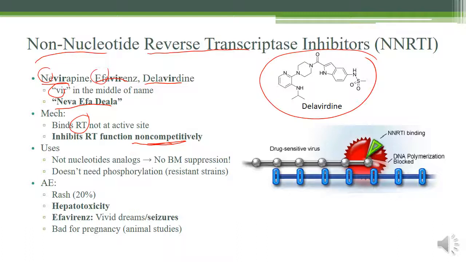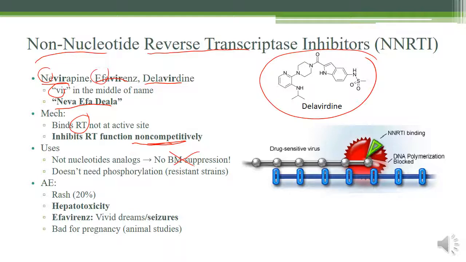The uses for it: they're very useful because they are not nucleotides, so you don't get any bone marrow suppression. Our body doesn't get confused by it. It's only binding onto the reverse transcriptase, which our body doesn't really use. That's the HIV's protein. And another thing is that it does not need phosphorylation. Again, it's not a nucleotide. It doesn't need phosphorylation to be incorporated or activated into the DNA.